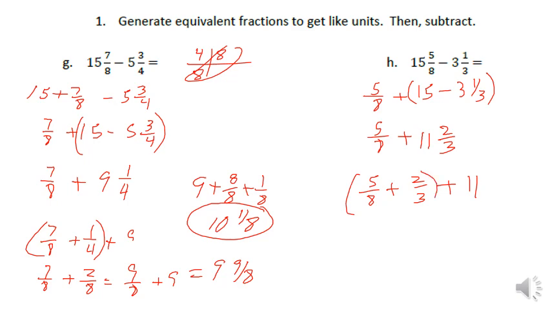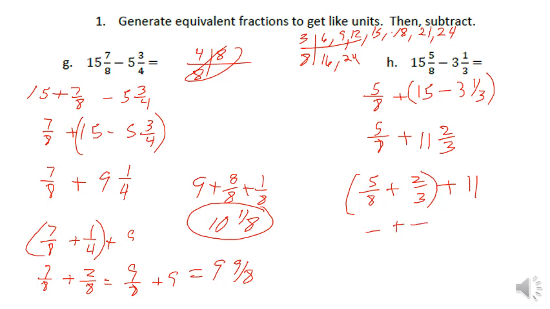I'm going to add these two fractions. And 8 and 3, well, let's see. We got 3, 6, 9, 12, 15, 18, 21, 24. We just have 8, 16, 24. So 24 is going to be our least common denominator.